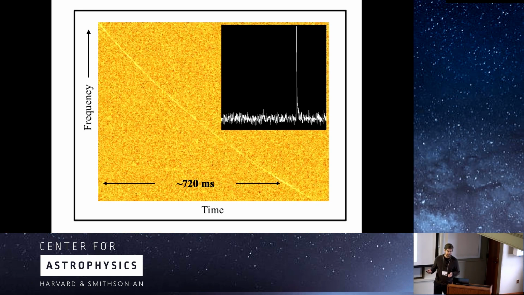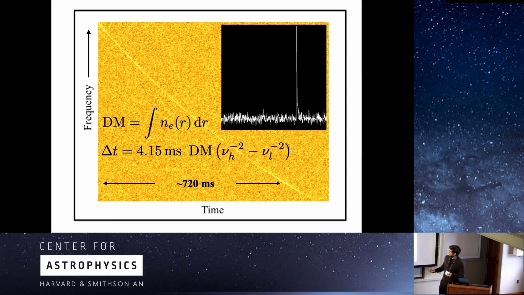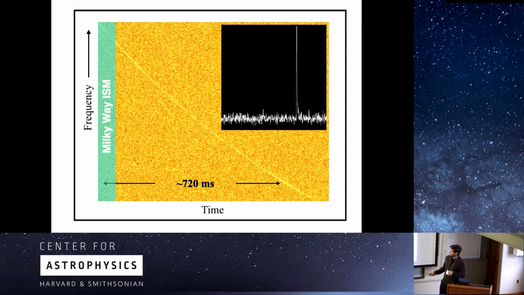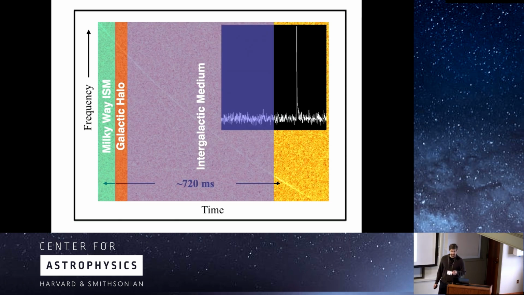Here's a typical FRB. It's dispersed. Lower frequencies arrive a little bit later than higher frequencies. And that's due to all the ionized plasma through which the burst travels. So the dispersion measure is literally just the line of sight integral of free electrons between us and the source. And this is a collapsed quantity. It includes the Milky Way's ISM, the Milky Way's CGM. The IGM is usually the lion's share for most cosmological FRBs.